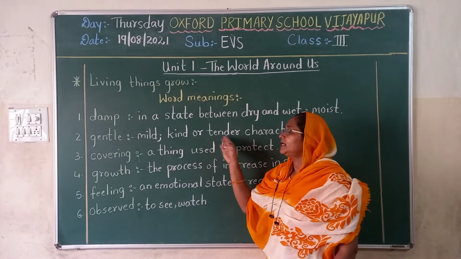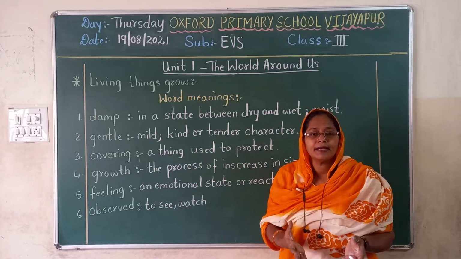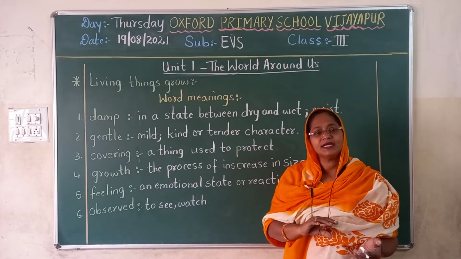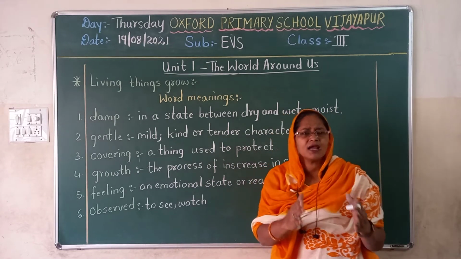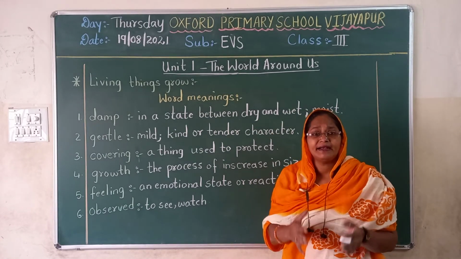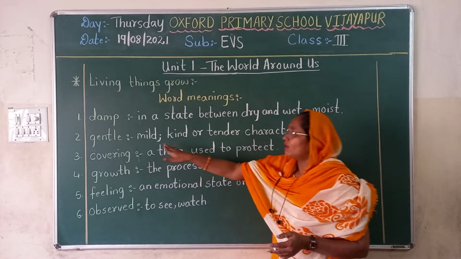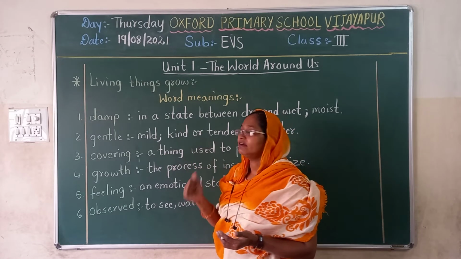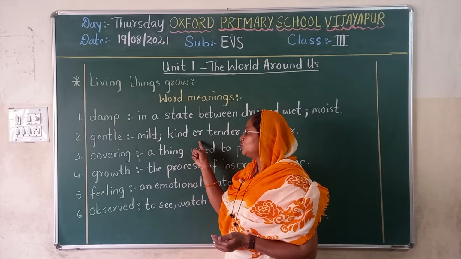Here, kind or tender means, if you see an old gentleman, he speaks politely and behaves very nicely. That character we call, he is a very kind man. He is very tender. Tender means very soft by nature. So in your examination, if you are given a word meaning, you can write one meaning also. Here I have given two meanings.